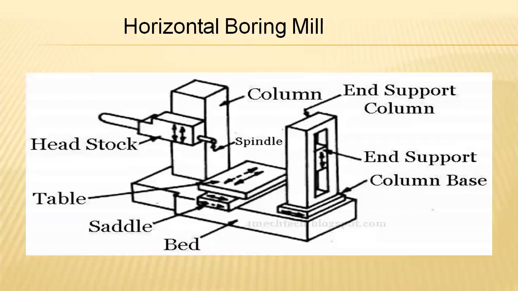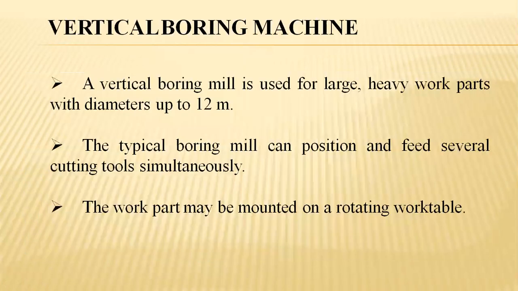This is the consideration of the horizontal boring machine. Coming to the vertical boring machine, typically it is used for large and heavy parts which cannot be held between the headstock and the tailstock, nominally having diameters up to a range of 12 meters.